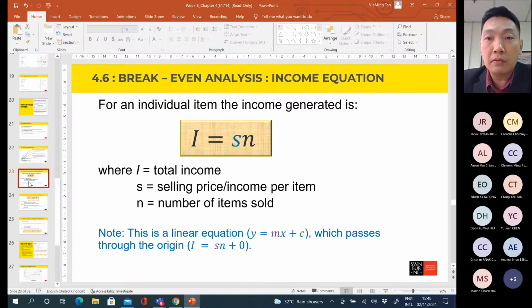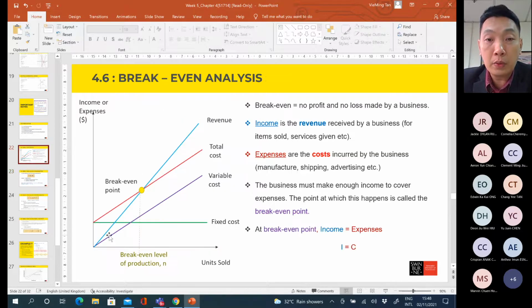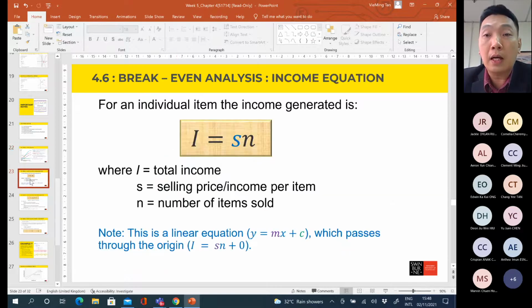It's like this. The revenue or income is equal to selling price per unit multiplied by the number of quantities sold. S refers to the selling price per unit, and then multiply with the number of quantities sold by the organization. So it's S multiply N. Then you'll get the equation of income. So this blue line is actually derived from there: selling price multiply the quantity sold.